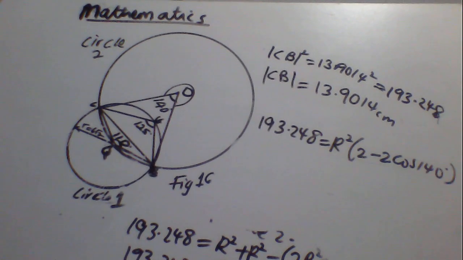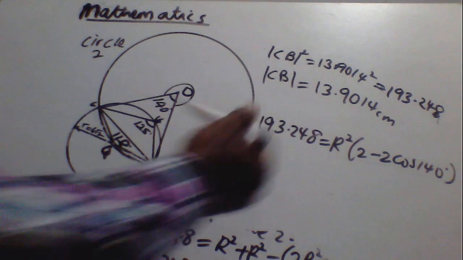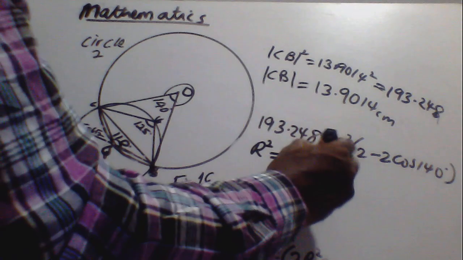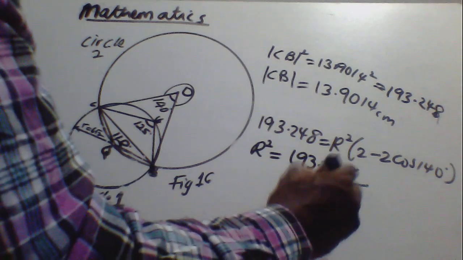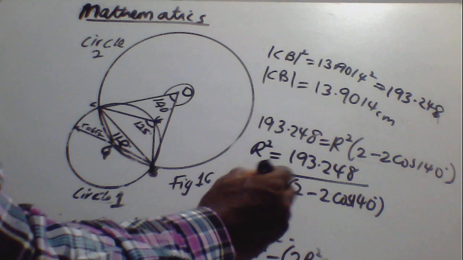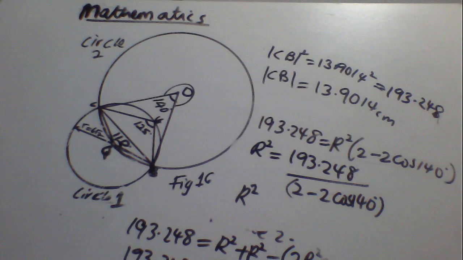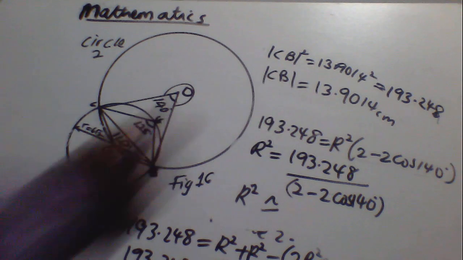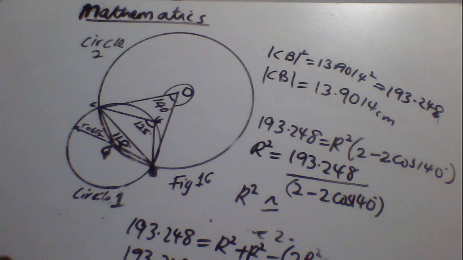So from here, make R squared the subject of the formula. We have R squared equals 193.248 divided by 2 minus 2 cos 140. So R squared is what? Solve it. Remember that you are told to leave your answer to 1 decimal place. You don't approximate in the body of the solution. That's why I didn't approximate until you get to the answer.